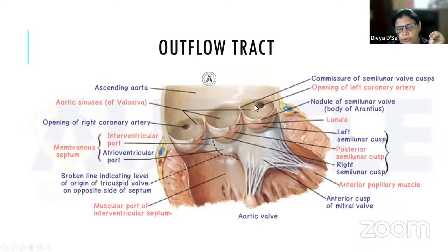But in the ascending aorta, in these three cusps, we see the coronary openings, which we call the aortic sinus or coronary sinus of the aorta. This is for the right coronary artery, and this is for the left coronary artery. The right coronary artery comes from the anterior aortic sinus, whereas the left coronary artery comes from the left posterior aortic sinus.